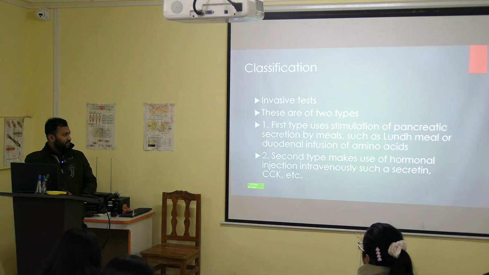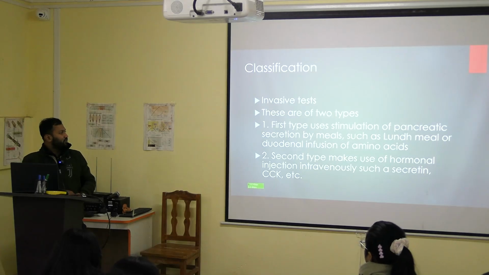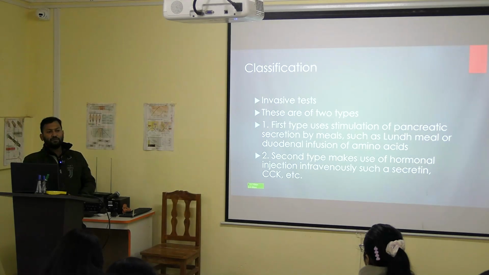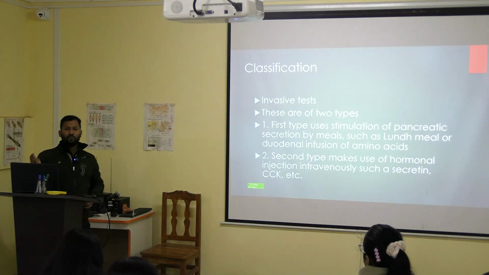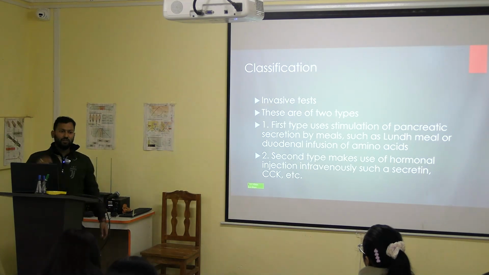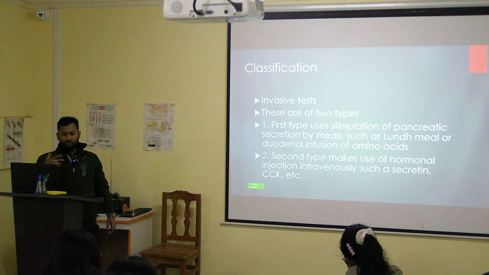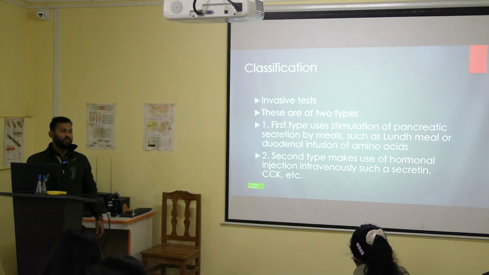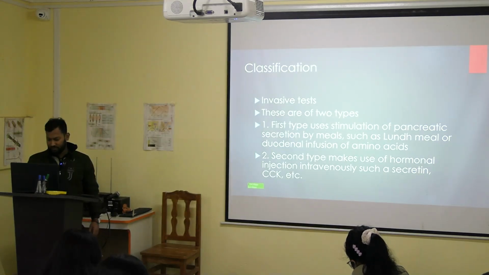This is the first type. Then second type makes use of hormonal injection intravenously, such as secretin, cholecystokinin, etc. So I've told you now we can assess the pancreas in different ways. One is hormonal, one is by food. So first one is by food, second one is by hormonal stimulation. We will inject hormones inside the body, and we will see how the pancreas is responding to this food or these hormones.